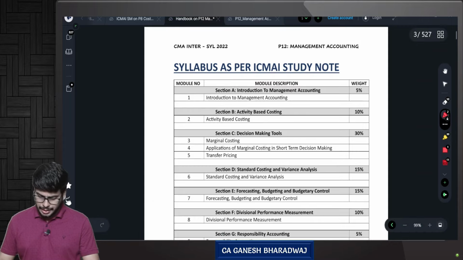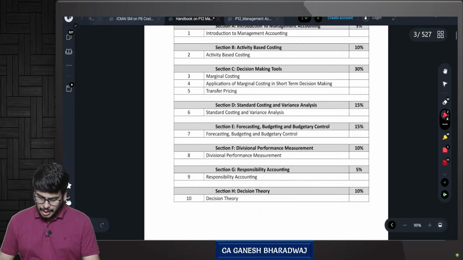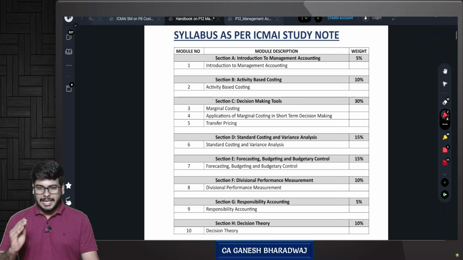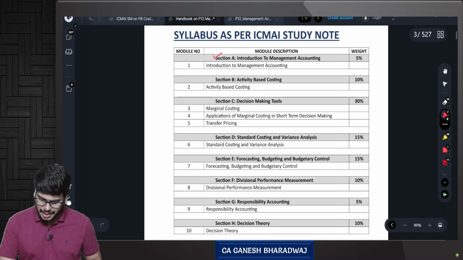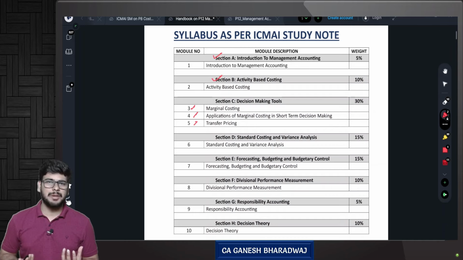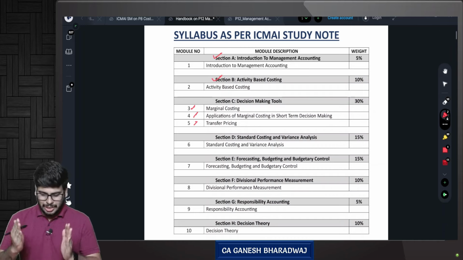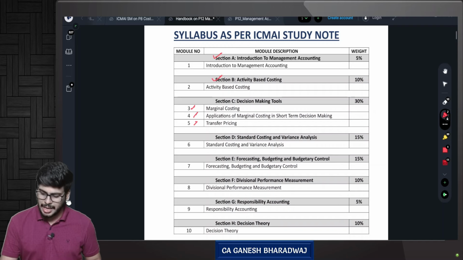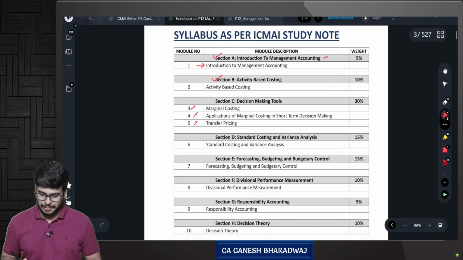Now, if you look at this, we broadly have 10 chapters. In our CMA Institute study note, they have made some bifurcations like sections and modules. So a section is a broad categorization. Inside a section, there might be more than one module. To put it short, if you see Section A, Introduction to Management Accounting, there is only one module there, which is also of the same name.